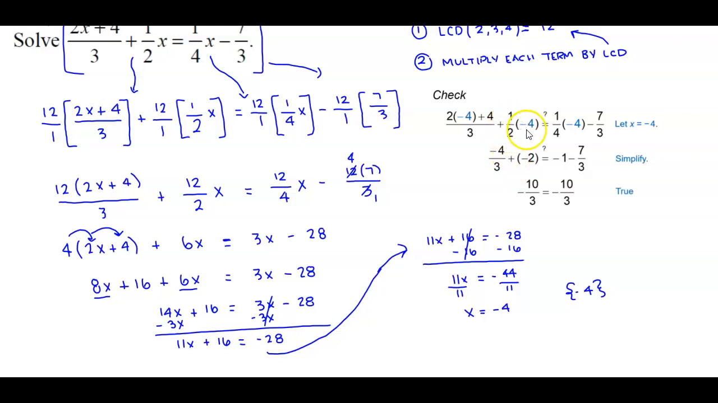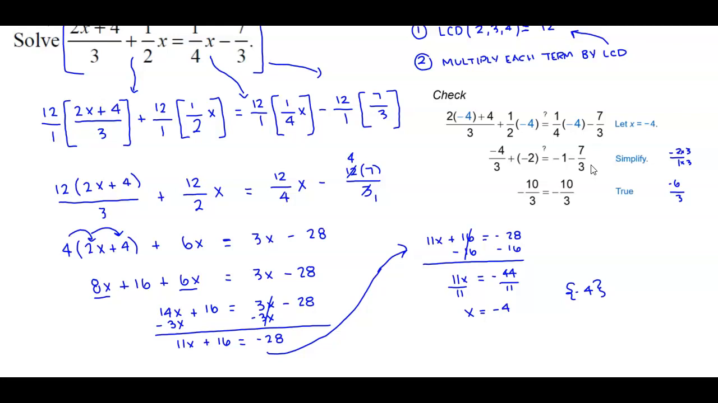Plus 1/2 times negative 4, which gives us negative 2. Over here we have 1/4 times negative 4. Negative 4 divided by 4 is negative 1, minus 7/3. Now over here, with this negative 2, we want to make sure we can find a common denominator. So negative 2 over 1, we want to find a denominator that has a 3. So we're going to multiply 1 by 3, and negative 2 times 3 is negative 6. So that's negative 6 over 3.